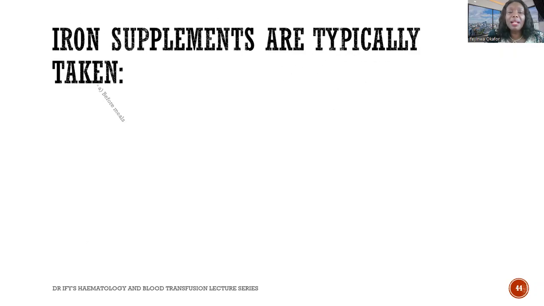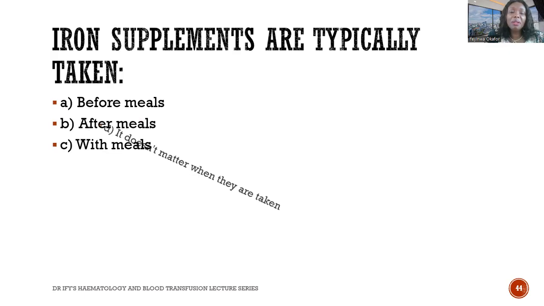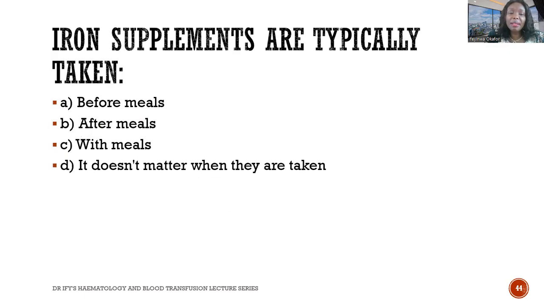Iron supplements are typically taken before meals, after meals, with meals. It does not matter when they are taken. Answer C, with meals.